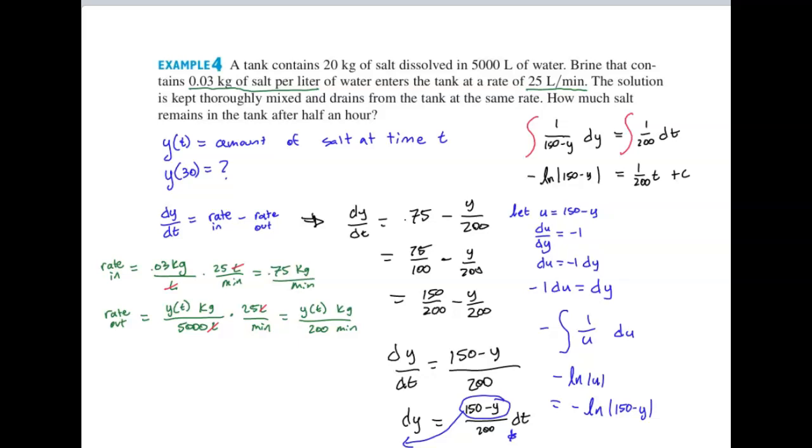All right, we're close, but there is an initial condition. There is a value that allows us to solve for c. Namely, they tell us how much salt is in the tank before we start pumping brine in. So that would be y of 0. How much salt is in there at time 0? 20 kilograms. So y of 0 equals 20. So like I said before, I'm going to solve for c right now just because it's already sort of isolated there. So I'm going to plug in 0 for t and 20 for y. And that's going to get me negative natural log of 130 equals c. Because 0 for t just cancels out that term.